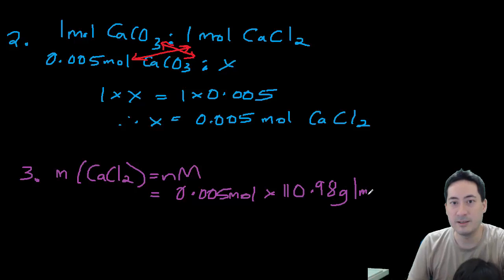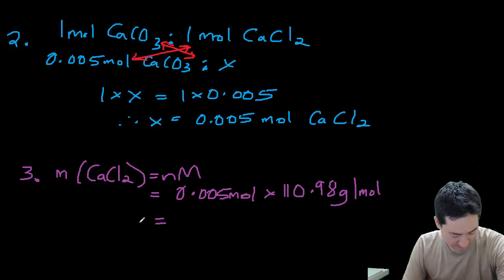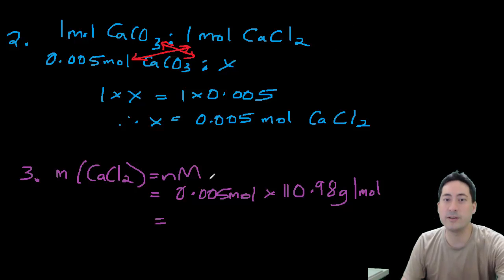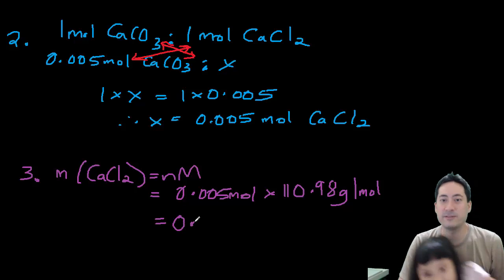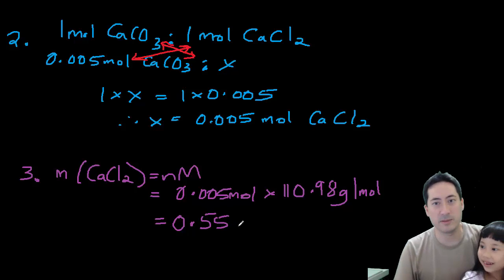Alright? And so if you times those 2 together, you get a final answer, which will be in grams, 0.55 grams of calcium chloride, and that's your answer. So that's how you get from grams to grams.